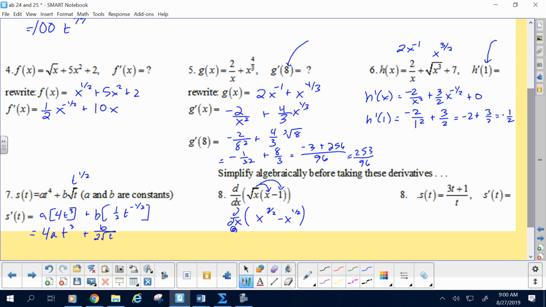Why is this out front? Shouldn't that be gone? Why is it out front? I didn't actually take the derivative. I just did a little algebra there. I haven't taken the derivative yet. So now take the derivative.